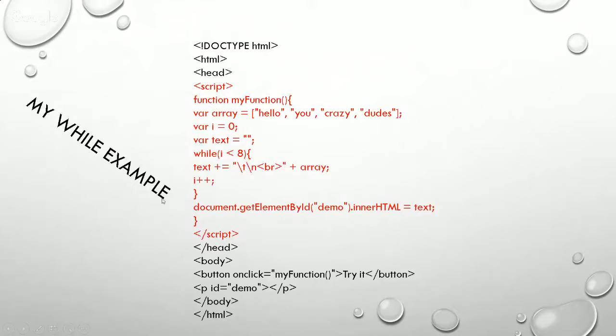So here's my while loop right here. Function, my function. It's a variable array: Hello, you crazy dudes. And then we have the variable i equal to 0, and our text thing. Then while i is less than 8, we'll run through the array and print it out, and keep incrementing. We'll also print it out to a place on our website; the web page will print out between these two p tags right here, using this demo.